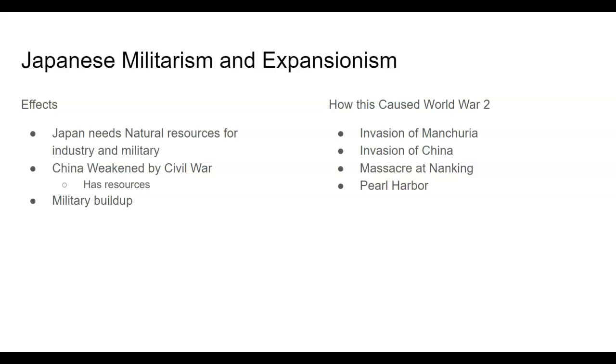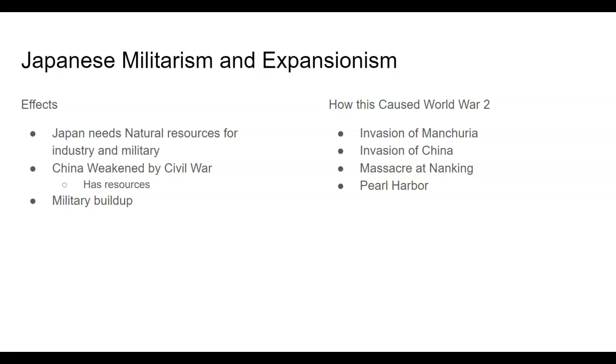Okay. Now we're getting into some of the really more short-term, hardcore causes, along with the Treaty of Versailles. You have Japanese militarism and expansionism. We've talked about this in class. The causes of Japanese militarism and expansionism are that Japan needs natural resources for its industry and for its military. China is weakened by its civil war, and they have those resources in territory they control.